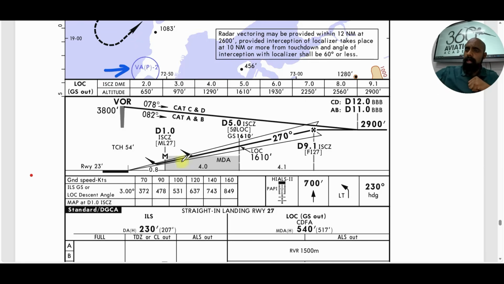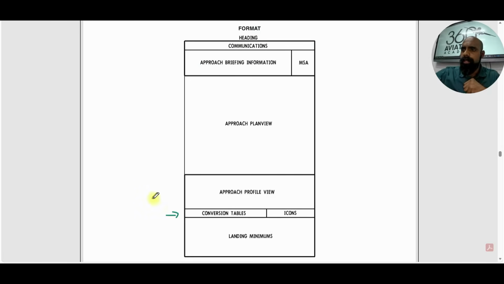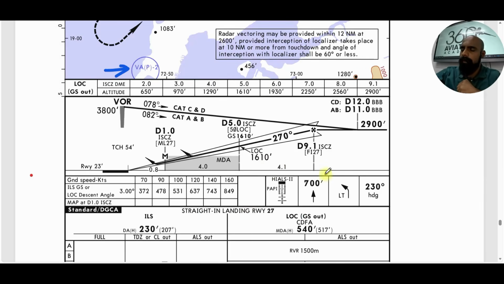Okay, so moving forward, we have now covered this segment as well, the conversion tables. The only thing remaining is the icons, right? I have already told you that this is basically the initial actions of your missed approach, so that it's very easily and pictorially depicted to you, so you can easily follow the actions.